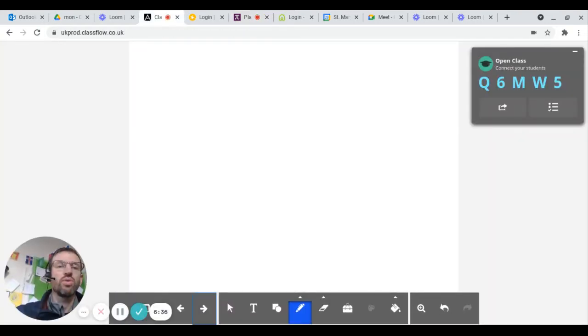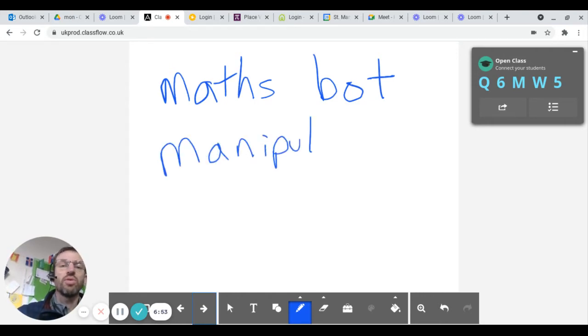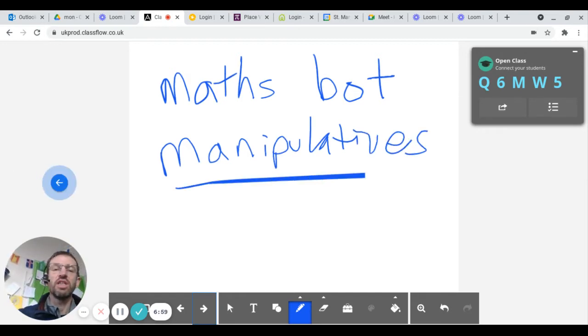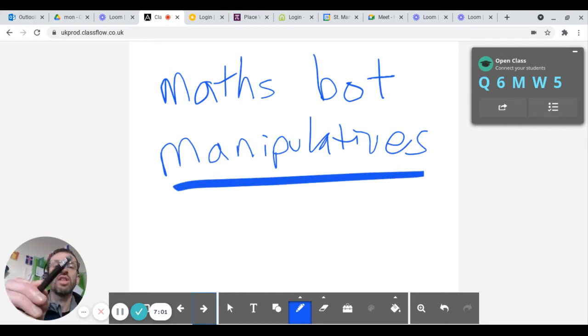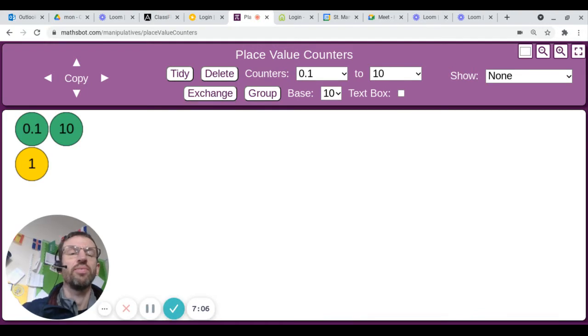So it's a funny name, but it's very useful. It's called MathsBot, B-O-T, which I think is a little bit of an abbreviation for robot. MathsBot, and you are looking at something called manipulatives. If you go to MathsBot, click on the link for manipulatives, you can see there's all sorts of things there when you scroll down, and one of them is to do with place value.